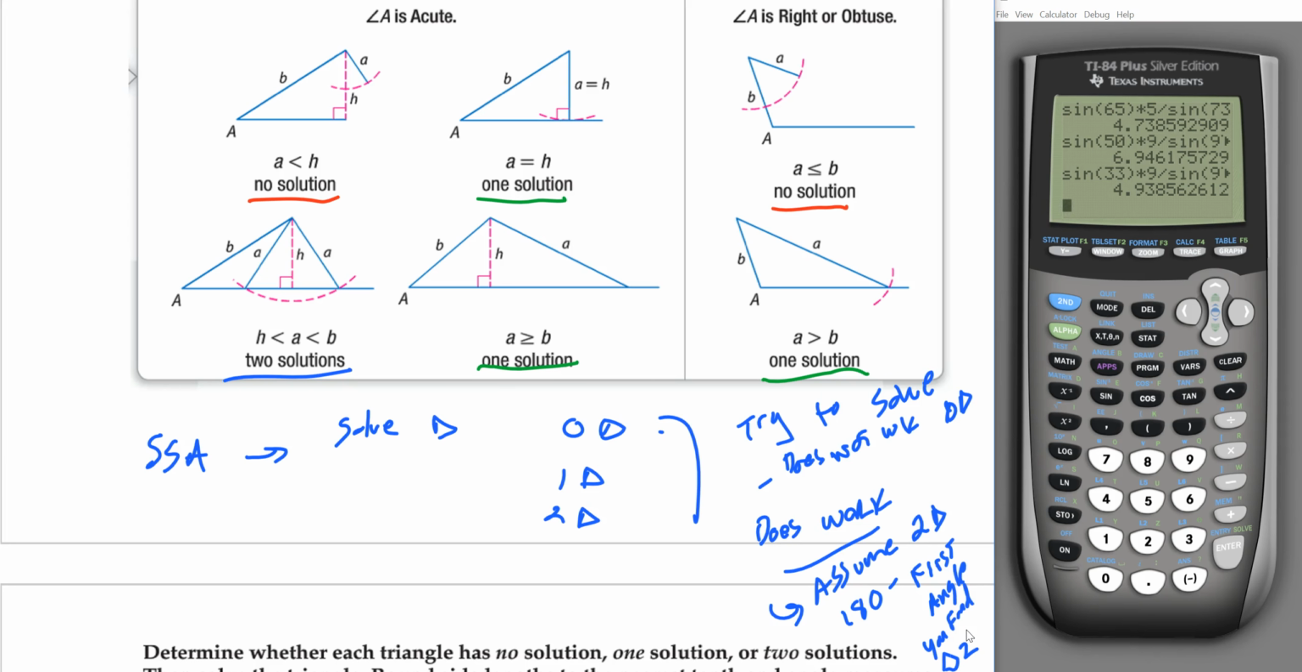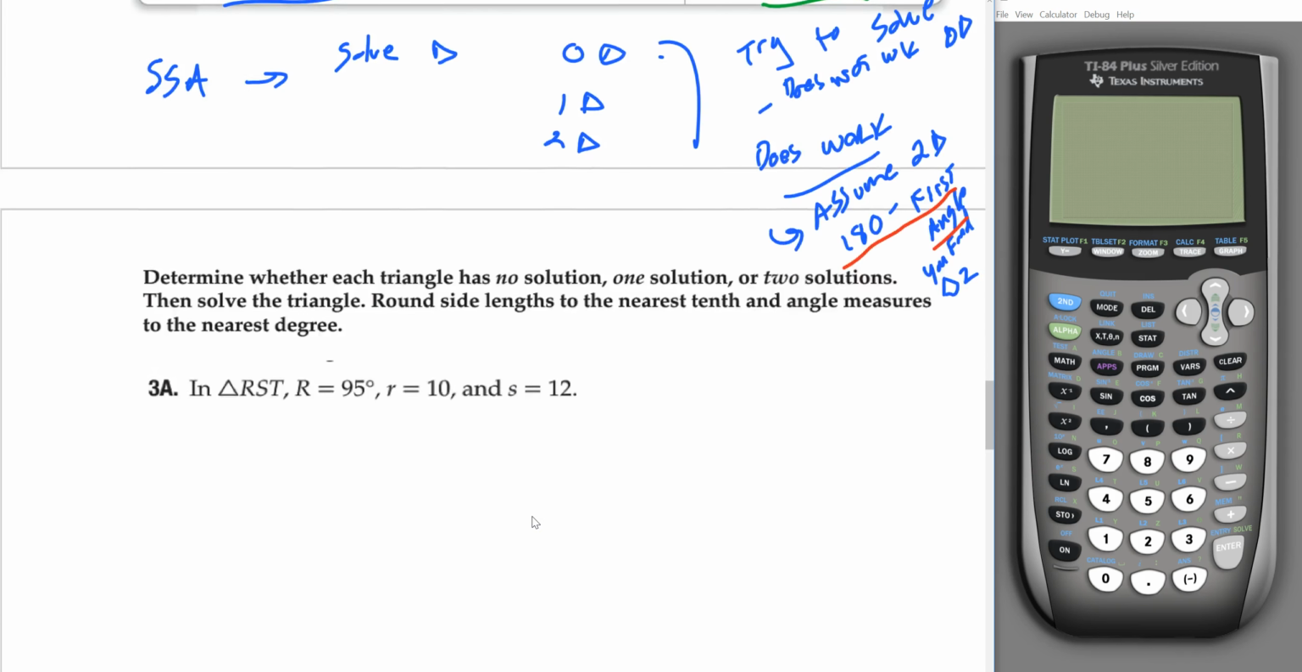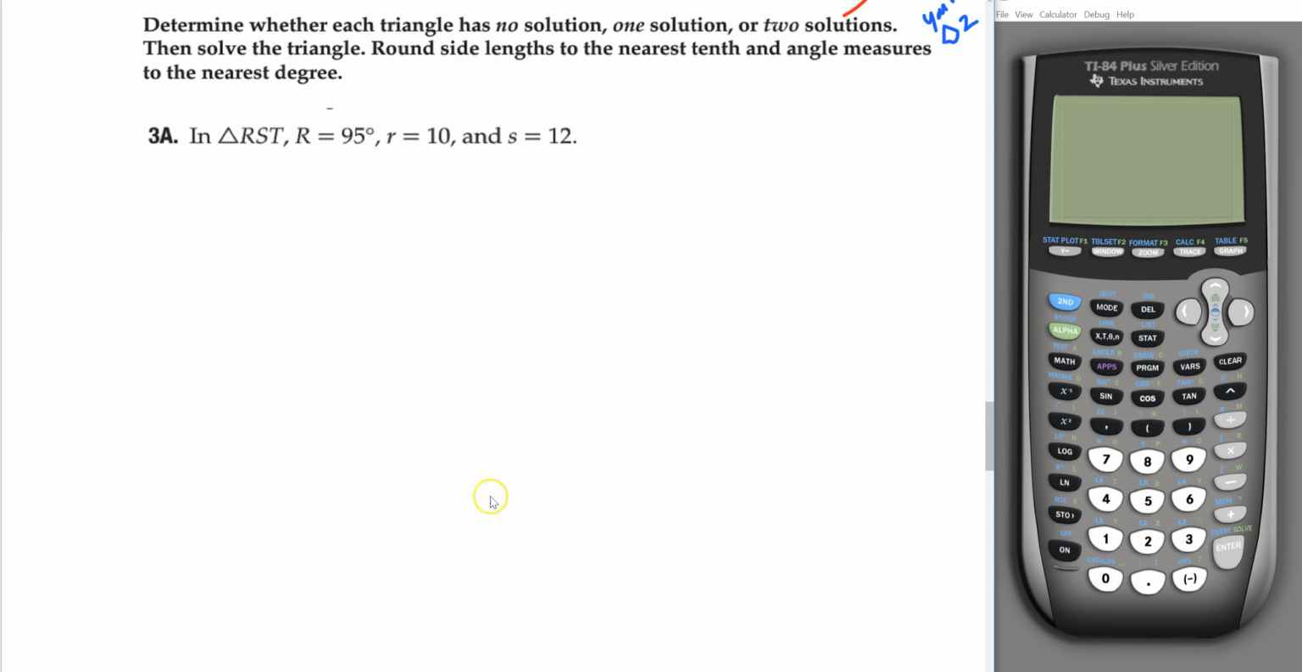We're going to do a couple of these. The general idea is this. Just try to solve it. Doesn't work, 0 triangles. If it does work, well, you know for sure you have at least 1 triangle. Assume there's 2. Try to solve for the second triangle. How do you do that? It's very simple. You just do 180 minus the first angle, and that'll be the first angle in your second triangle. That's triangle 2. Try to solve that one. If it works, you have 2 triangles. If it doesn't work, it's 1 triangle. I know it's a lot. We're going to do some examples. Hopefully it'll all make sense.